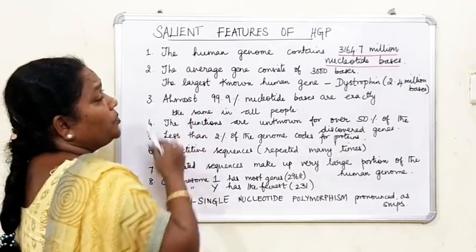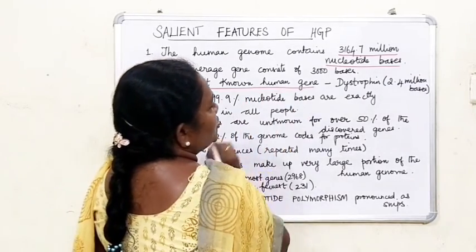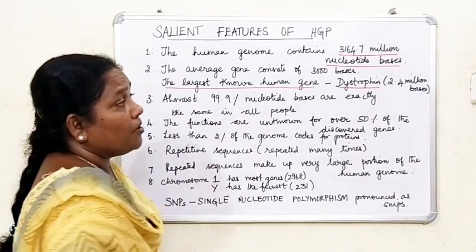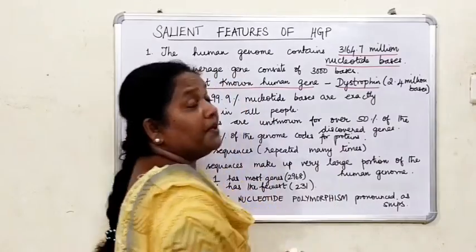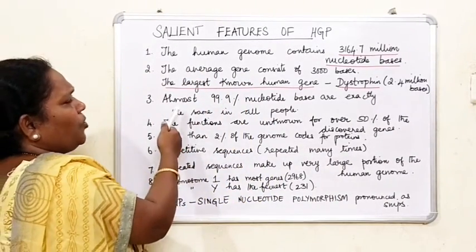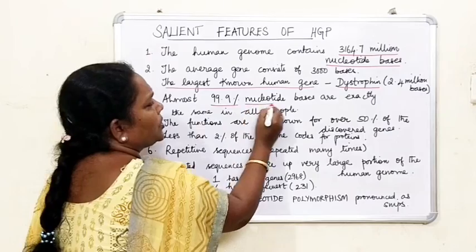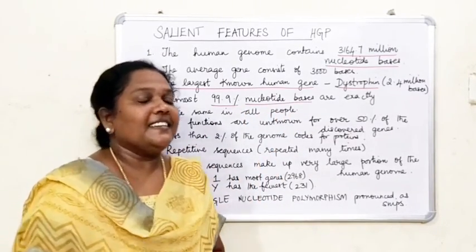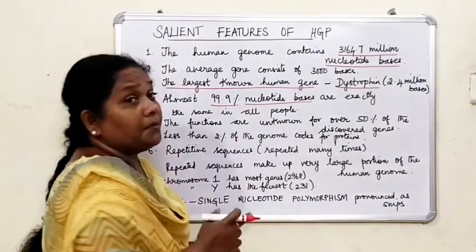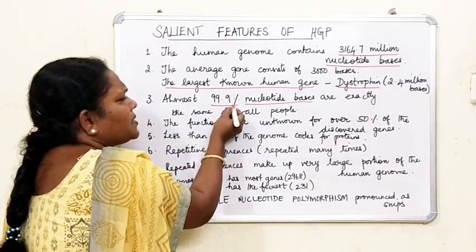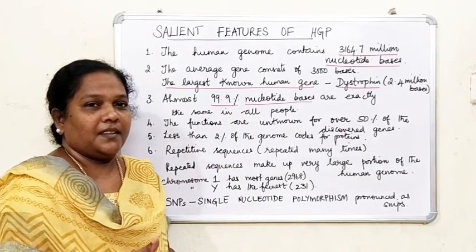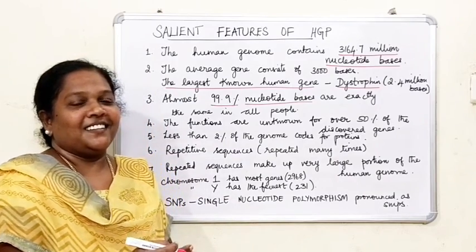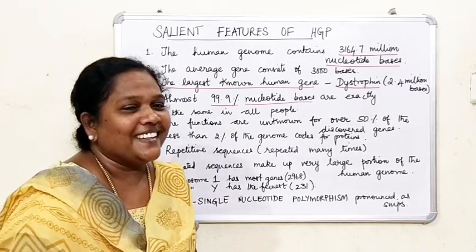The largest known human gene, what is the name? Dystrophin. The largest known human gene is dystrophin, which consists of 2.4 million bases. And then almost 99% of nucleotide bases are exactly the same in all people. If you take each and every individual, 99.9% of nucleotide bases are the same. So only a small percentage differs. That is why each and every individual looks different. That is the reason scientists have started sequencing the DNA.